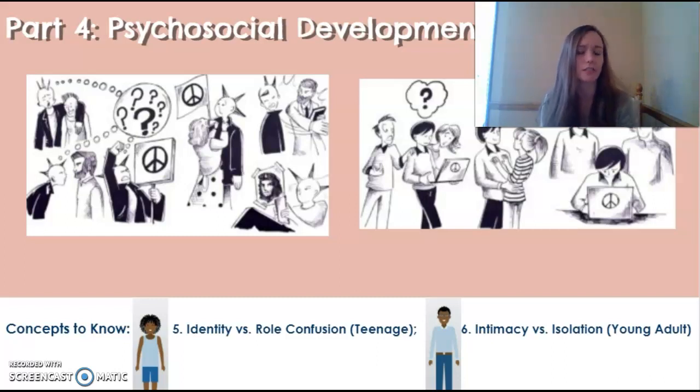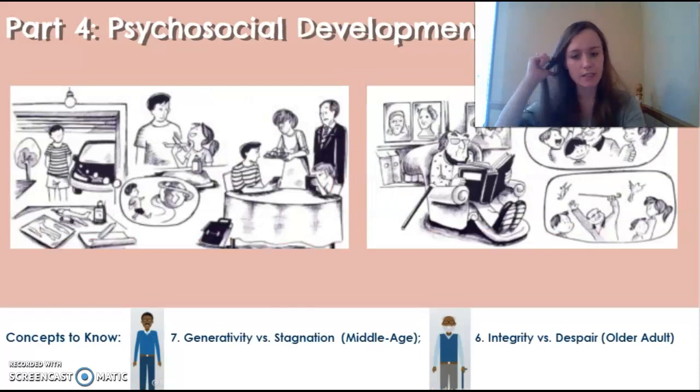And that doesn't necessarily mean marriage, although it does happen in this time. Erickson would say that this is a time where the need for relationships and deep connections with others is very important. So the next crisis that occurs is in middle adulthood, and this is the age where the crisis is, is what I'm doing making a difference?